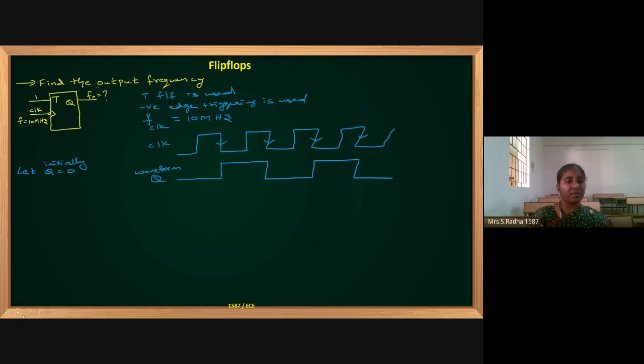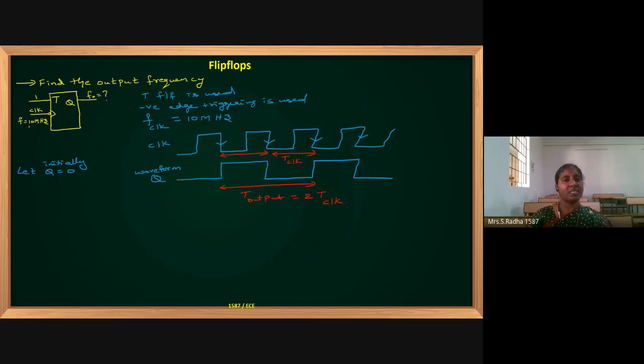Okay. Now I will go with the time period. One positive, one negative. This is the time period for output. If you see here, this is one time period, one negative and positive, and this is another time period of the clock signal. So the output time period is nothing but 2 times the time period of the clock.